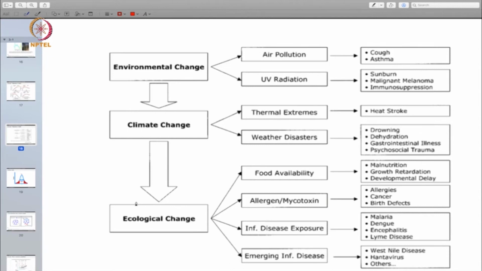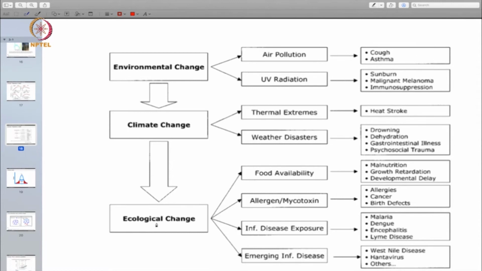Climate change is also leading to ecological changes because of changes in the phenology, because of decoupling of pollination relationships between plants and animals, which is leading to changes in food availability. Now, if an animal gets less amount of food, it will suffer from malnutrition. We will have cases of growth retardation, developmental delays.